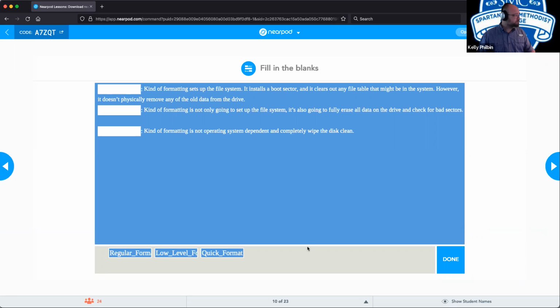All right. So quick formatting sets up the file system, installs the boot sector, and clears out any file table that might be in the system. However, it doesn't physically remove any of the old data from the drive.